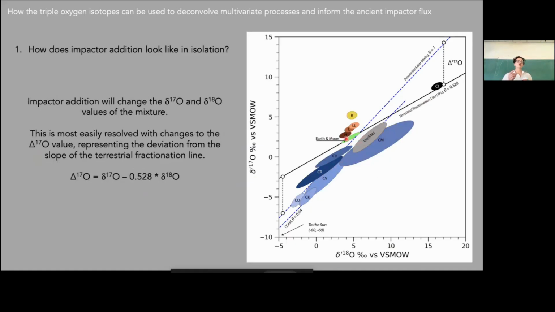And what we're going to look at is this term big delta O17. And I've pointed out one right here on the top here. This big delta O17 more or less shows us the deviation in the y-axis here, but more specifically, the deviation in the slope.